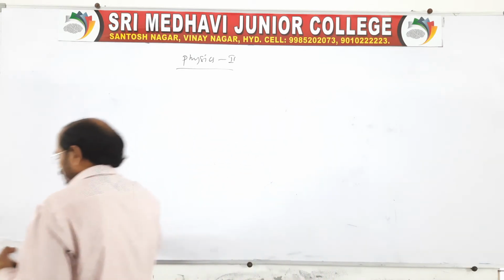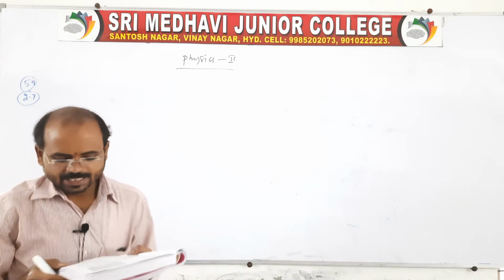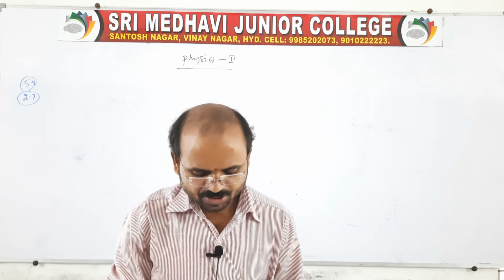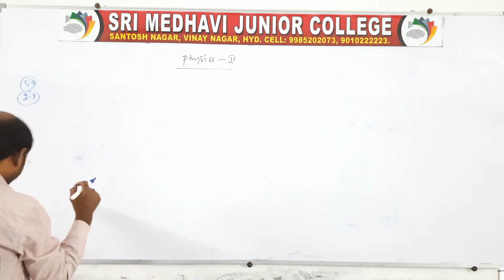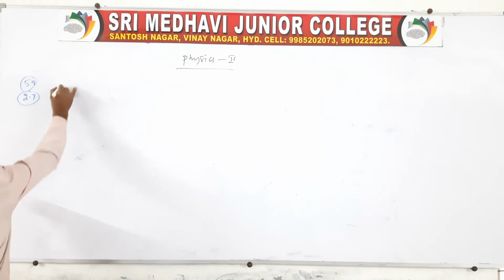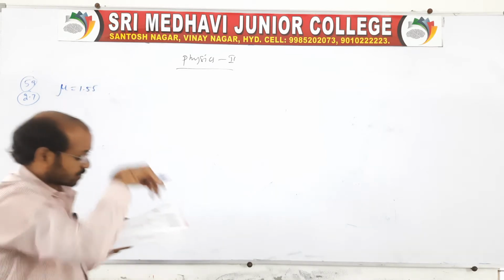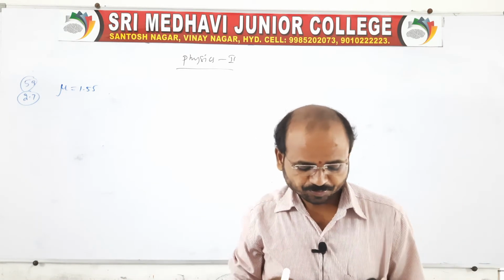Look here, on the basis of the lens maker's formula, it is page number 59, question number 2.7. A double convex lens is to be manufactured from a glass of refractive index 1.55.